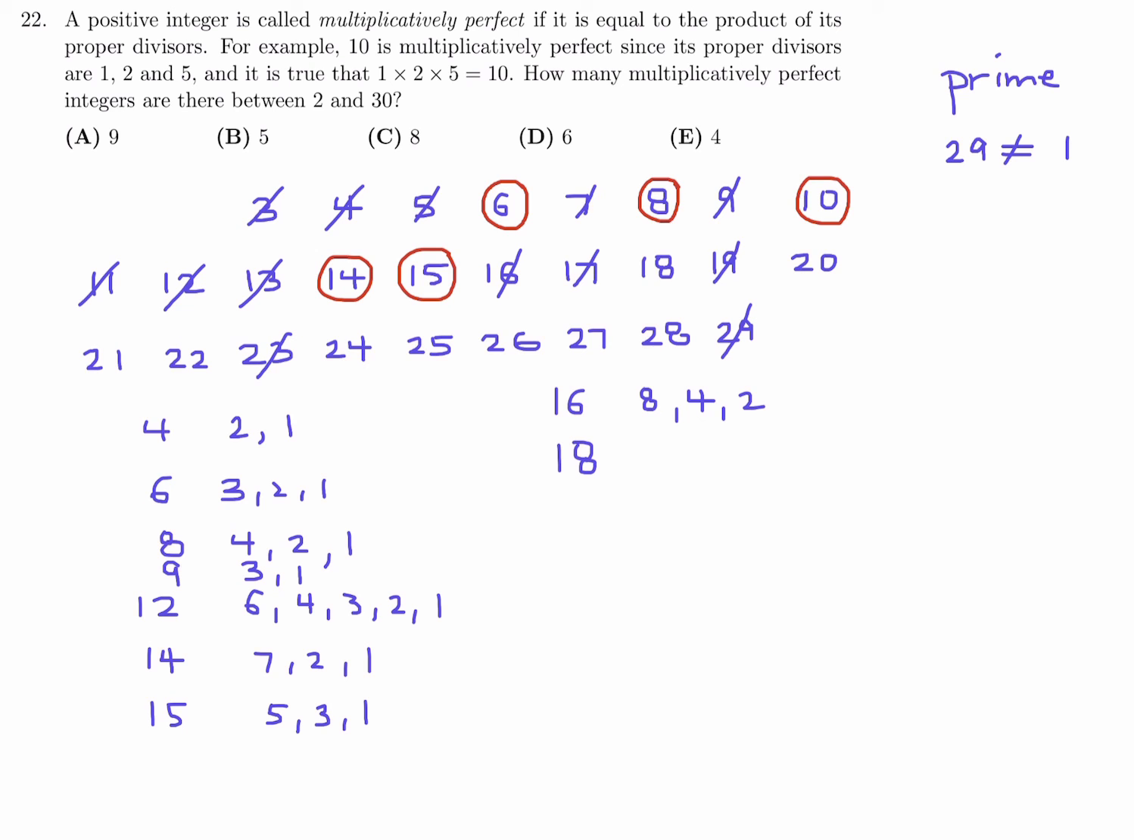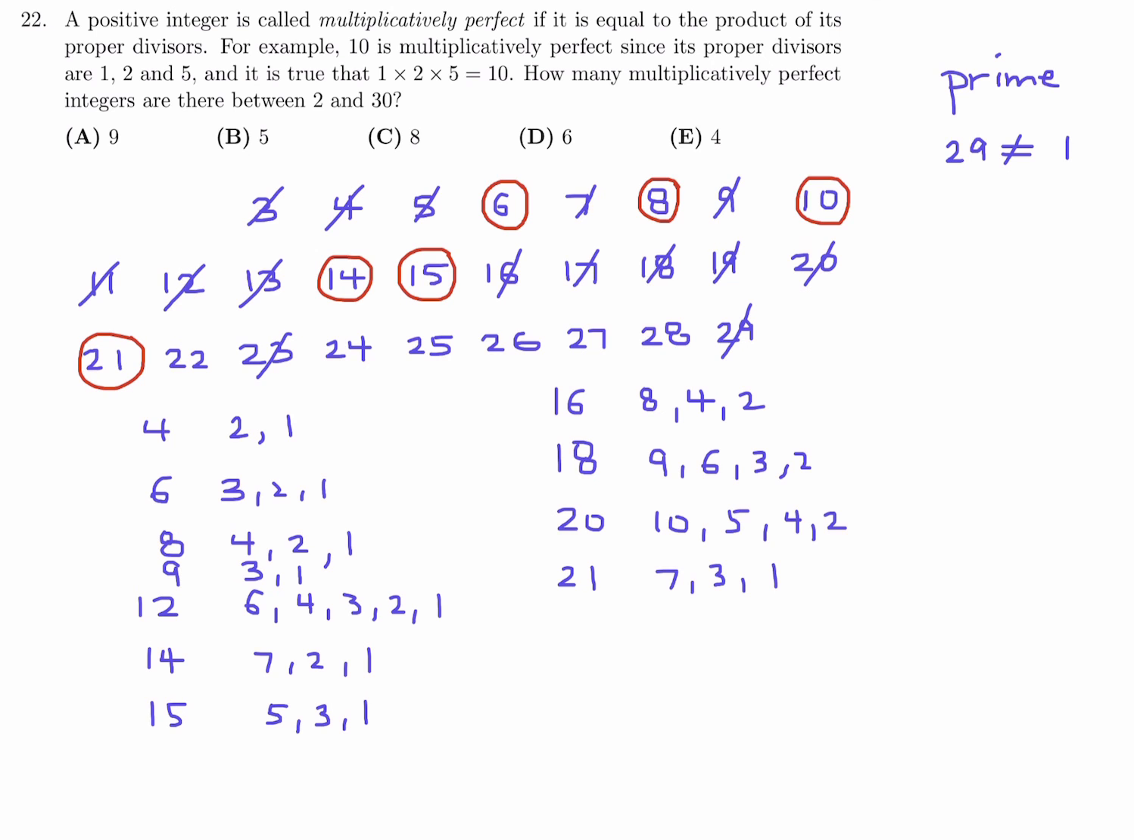18 is the next guy. Factors are 9, 6, 3, and 2. When you multiply those, it's going to be much greater than 18, so 18 is out. 20. Its factors are 10, 5, 4, and 2. When you multiply all those, it's going to be greater than 20, so that's out. Next one is 21. Its factors are 7, 3, and 1. When you multiply those, you get exactly 21. So that's another one.